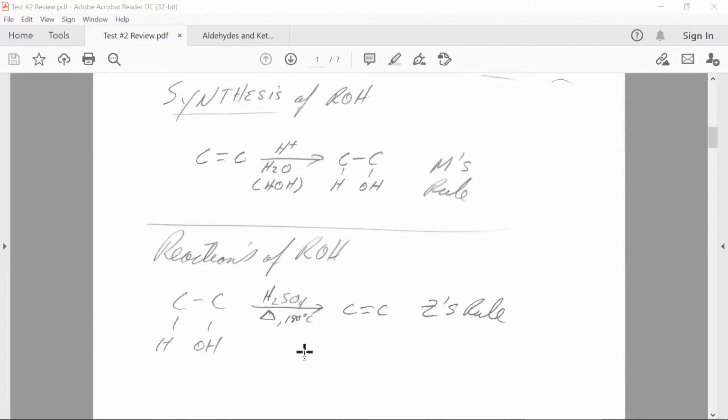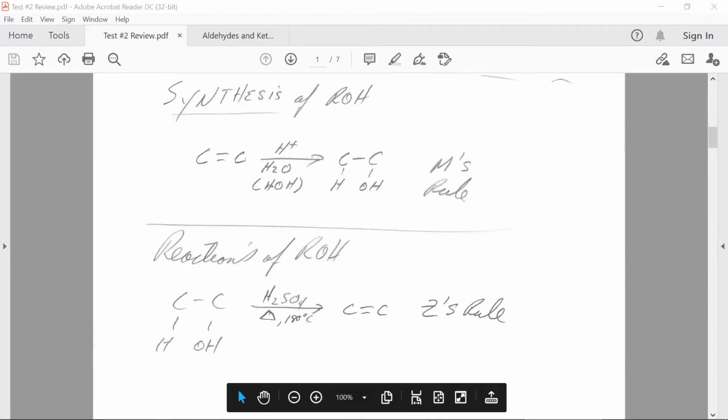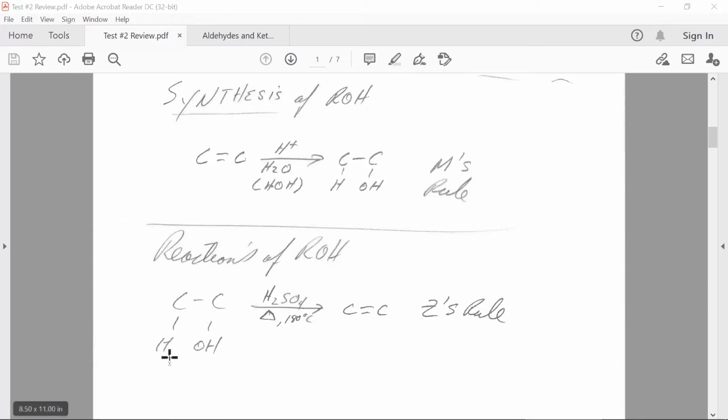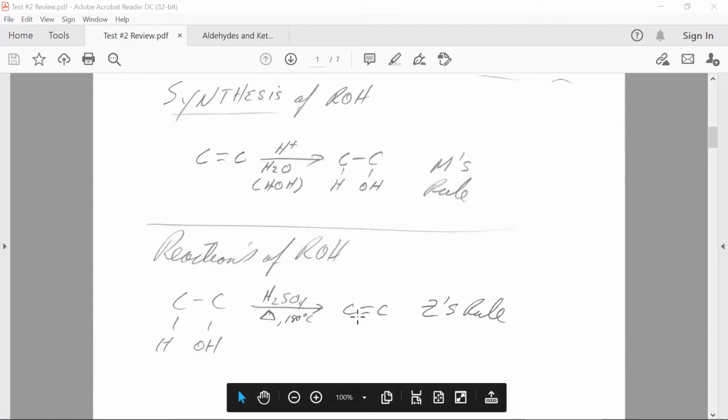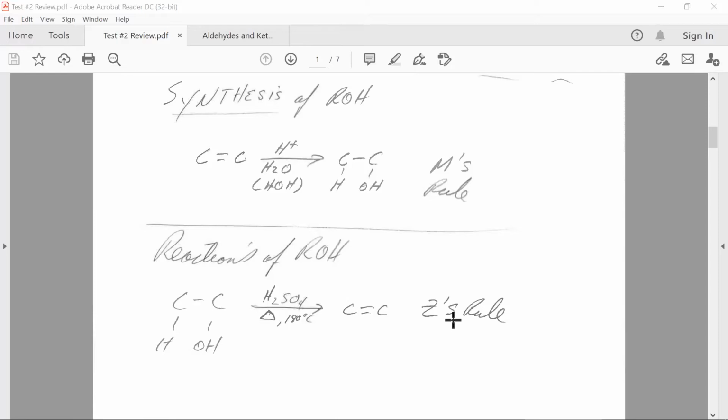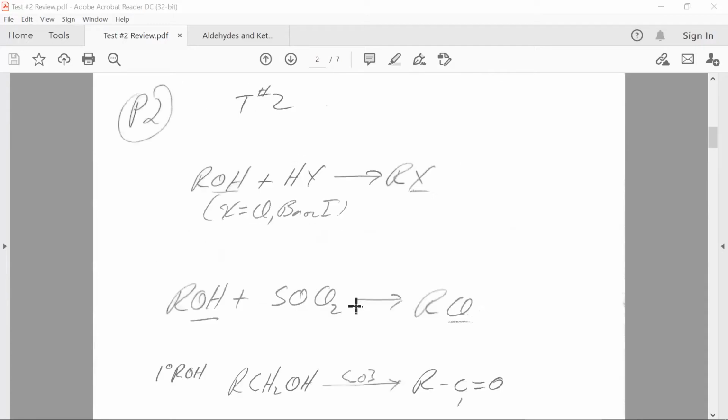Now, the fun part, reactions of alcohol. Oops. If you have an alcohol, a carbon with a hydroxyl group, and the adjacent carbon has a hydrogen, you hit it with sulfuric acid, H2SO4. This little triangle means heat. Sometimes I do or don't put down to remind you that heat's pretty high, 180. And what happens is you lose water and you have a double bond formed, and it follows Zaitsev's rule. The double bond you form has the most carbon atoms, important, most carbon atoms directly bonded to the carbon atoms of the double bond. And we went through this in the alcohol problem set.